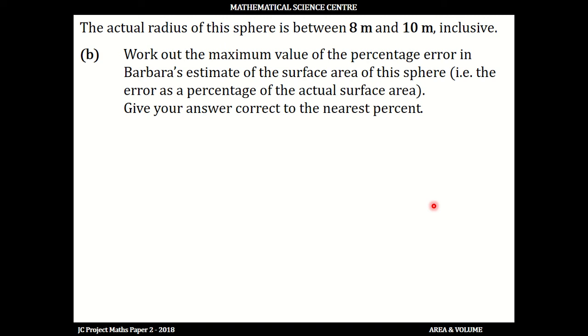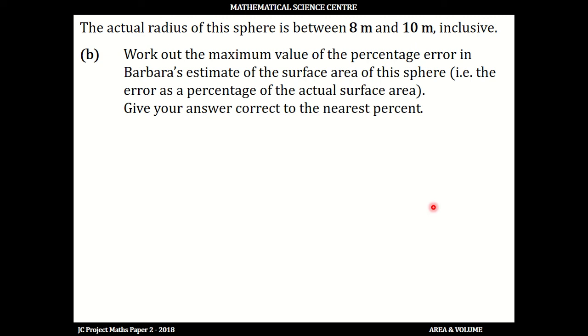So the estimate was 9. The actual could be anywhere between 8 and 10. We have to work out the maximum possible percentage error. So the maximum error would occur if the actual radius was either 8 or 10. Now, we're not sure which of them is going to give the maximum percentage error, so we have to work out both of these separately.